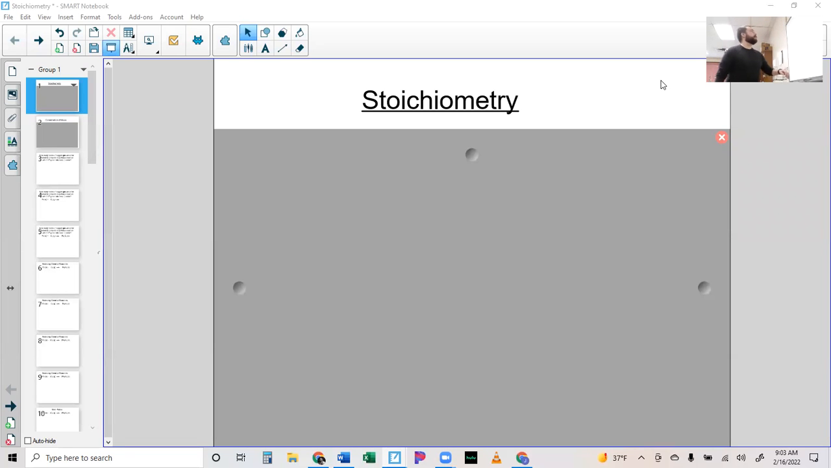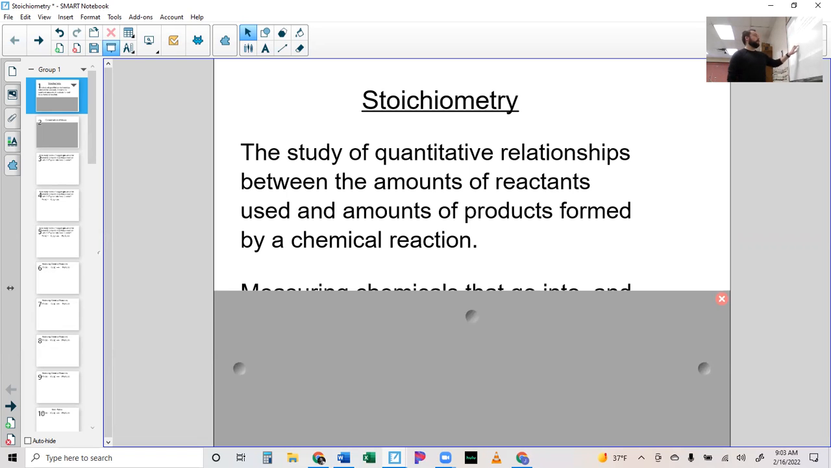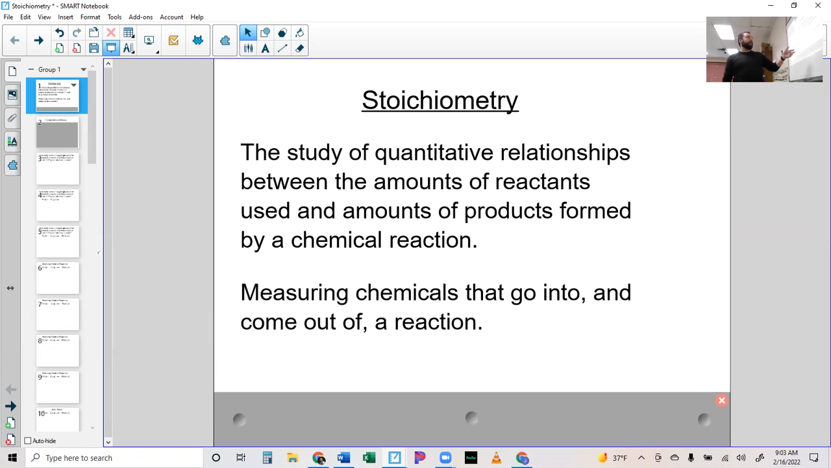All right, ladies and gentlemen, today we're going to be talking about stoichiometry. It's a new concept we're going to introduce. Stoichiometry is the study of quantitative relationships between the amounts of reactants used and the amount of products formed by a chemical reaction. In simplified terms, it's measuring chemicals that go into and come out of a reaction.